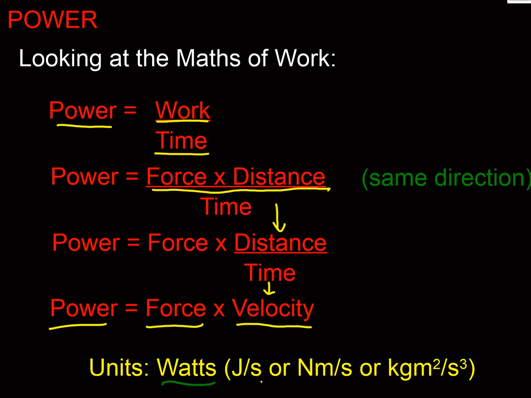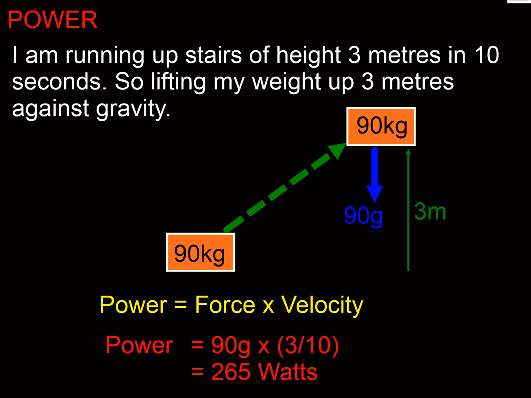So people can either think of that as joules per second if it's work over time, or force times velocity is newtons times meters per second. And if you expand it all out, you get kilogram meters squared per second cubed. Don't really use that very much. Okay, so let's use this as an example, going upstairs.